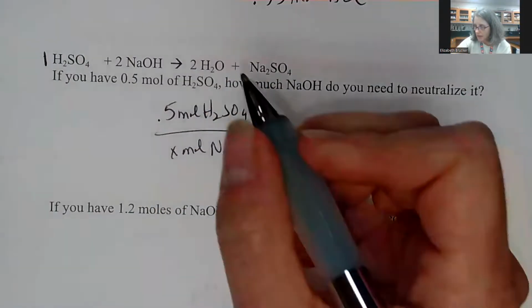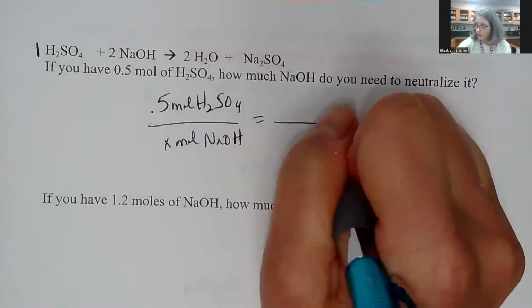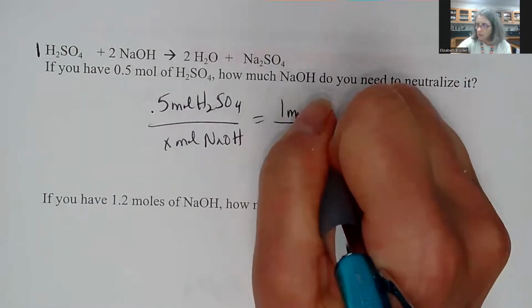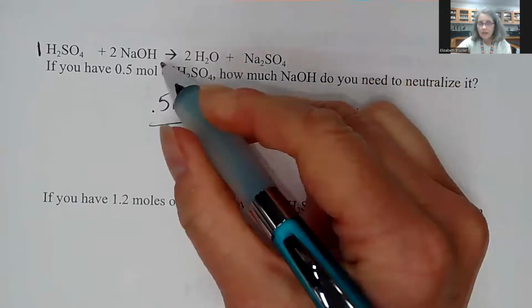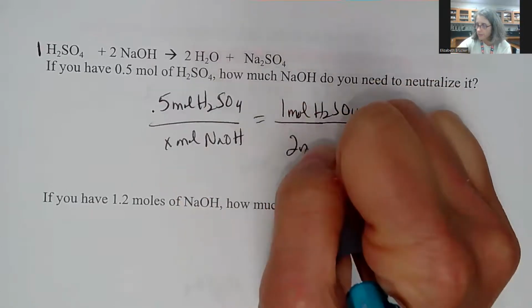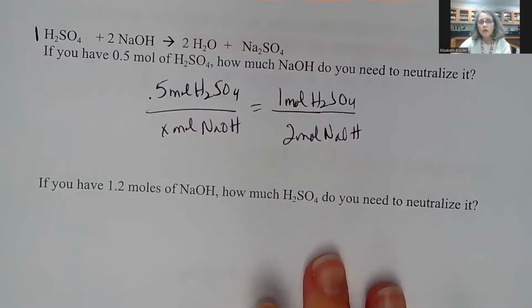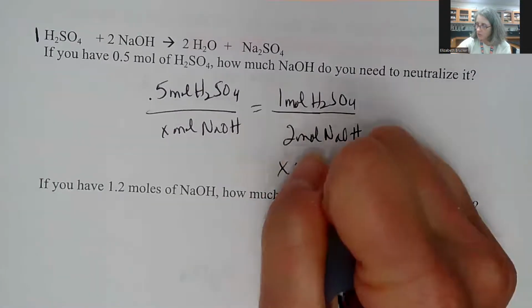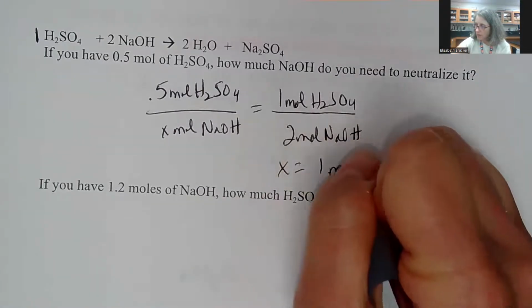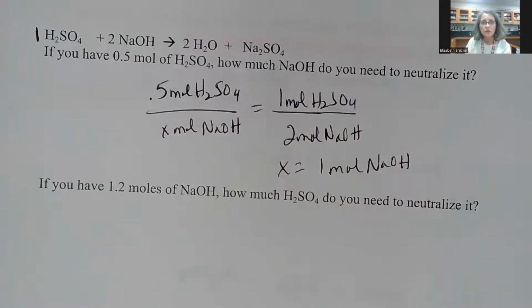I want to know how many moles of NaOH I need to neutralize it. So again, you're always going to have 1 is the acid and 1 is the base. So what number is in front of the H2SO4? 1. What number is in front of the NaOH? 2. So I cross multiply 0.5 times 2, so I get the answer of 1 is my number of moles of NaOH I need to neutralize the H2SO4.